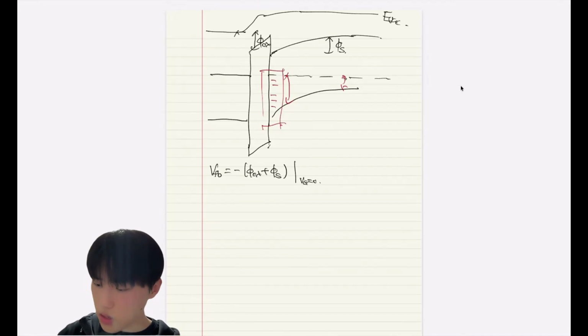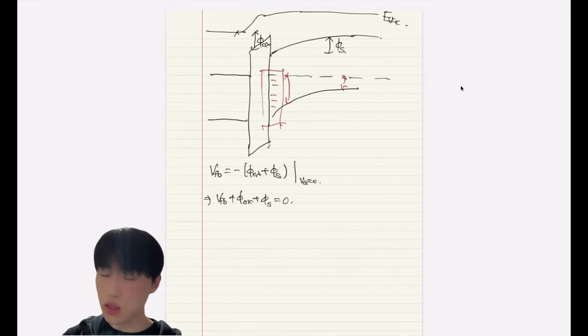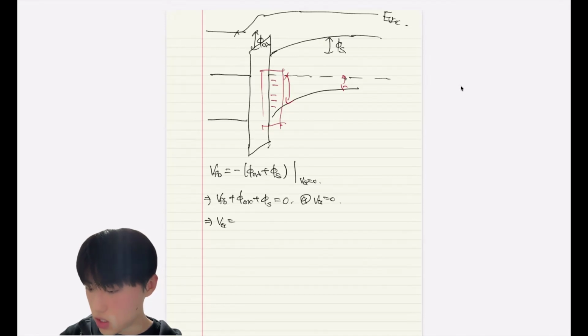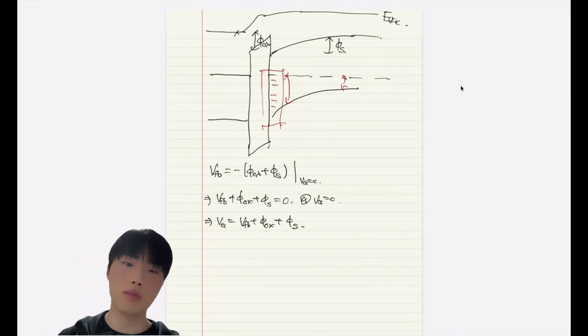So we can say this formula: the flat band voltage plus phi ox plus phi s equals zero, and this is at V sub G equal to zero. So V sub FB equals minus phi ox minus phi s. This is the formula of the flat band voltage.